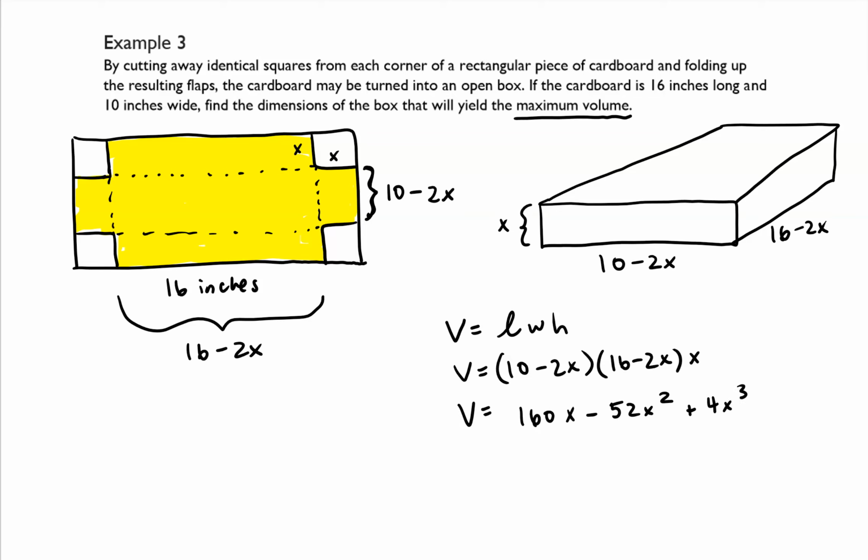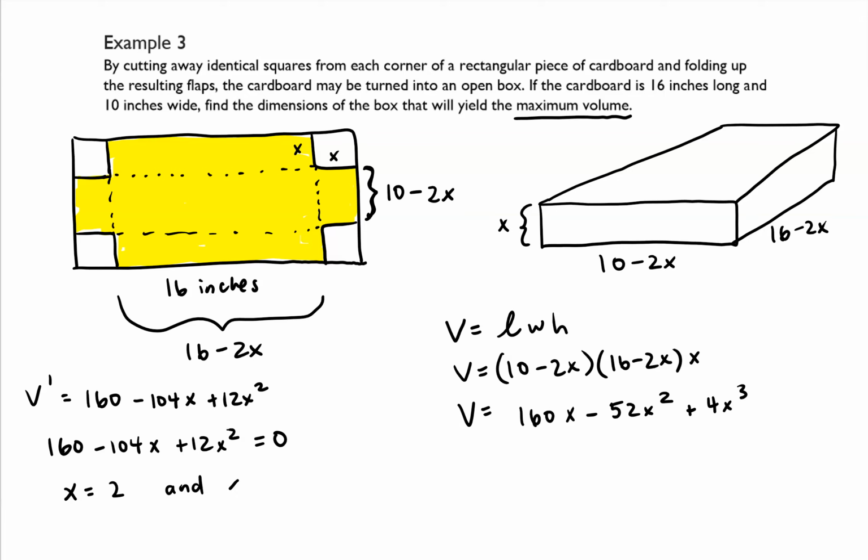All right, so from here, we're going to take the first derivative of the volume function and then find our critical values. So we have 160 minus 104x plus 12x squared, and we're going to set that equal to 0 to solve for our critical values. I will leave it up to you to solve that using whatever method you'd like, but I used the quadratic formula, and I got that x was equal to 2 and x was equal to 20 over 3.